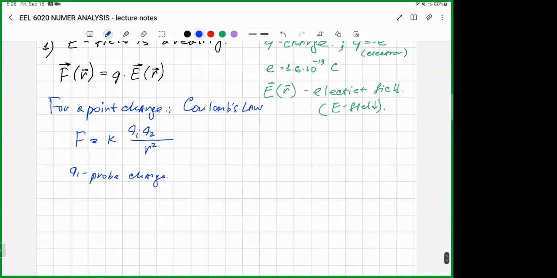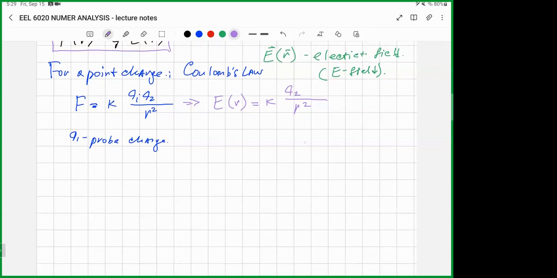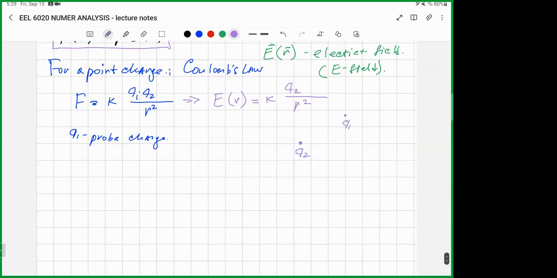then I compare this Coulomb law with the definition of the electric field. I conclude that the electric field in this case, for just one charge, if I consider the second one as a probe, is equal to Q2 over r squared. Pretty simple. So let me draw this. I consider Q2 as a source and Q1 as a probe.